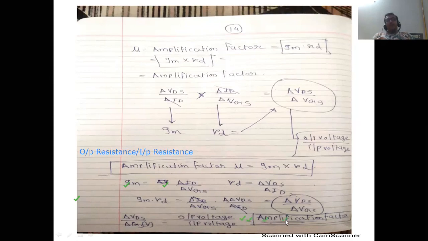Output by input, so it is known as amplification factor. So please write down this value. Mu equal to output voltage by input voltage is equal to Gm into RD. So please prepare very carefully. Now next point.